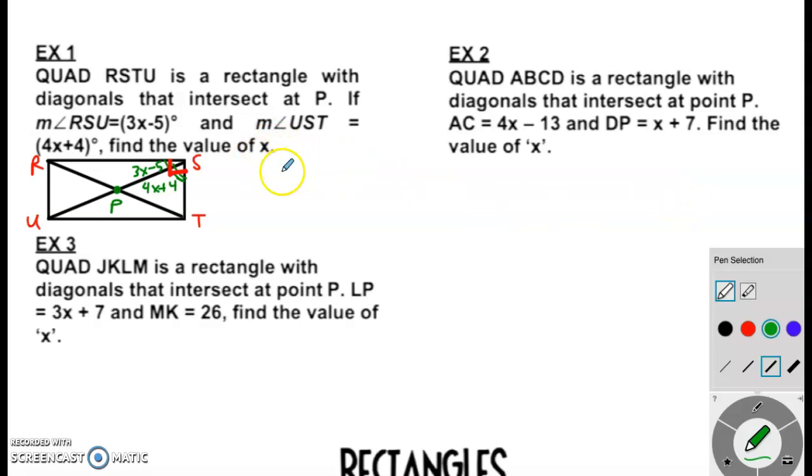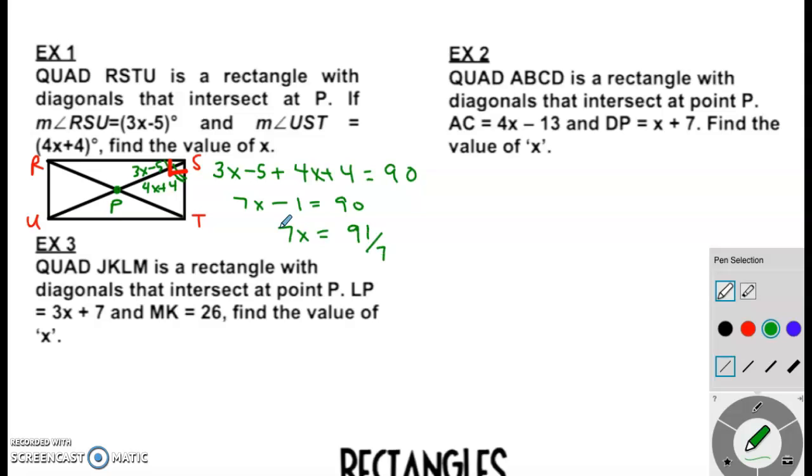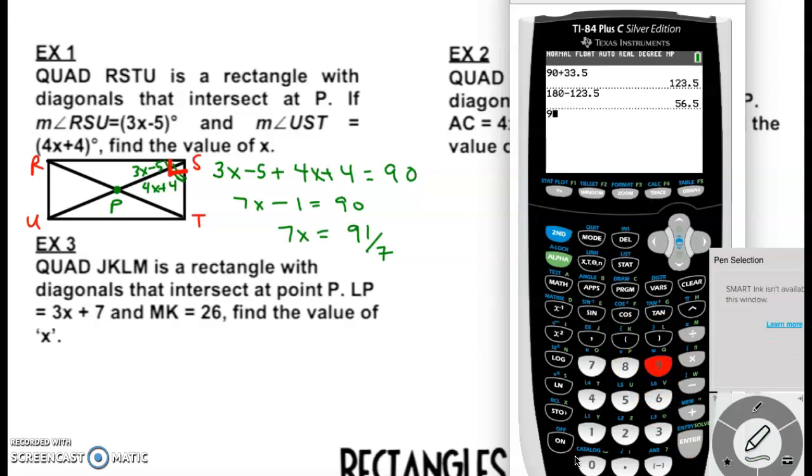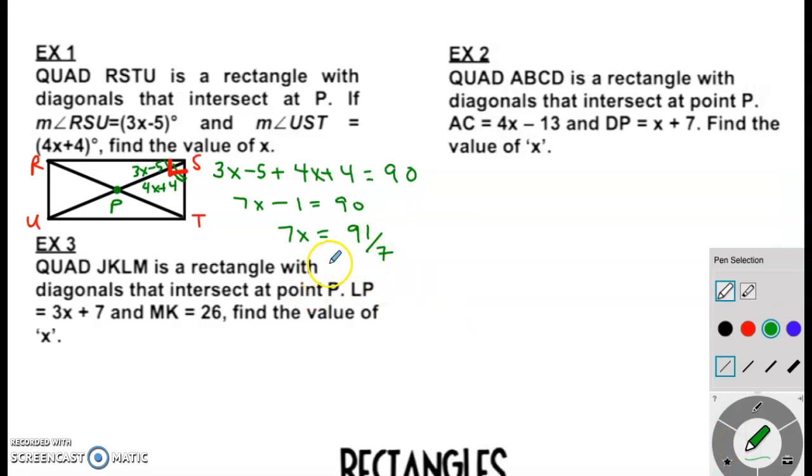So we are going back and using our Q1 skills of knowing what we do with two angles that are complementary. And when we see that, we add them up to equal 90 degrees. So 7x minus 1 equals 90. So 7x equals 91. When I divide by 7, we would have 91 divided by 7, and we get 13. So x is 13. All right.